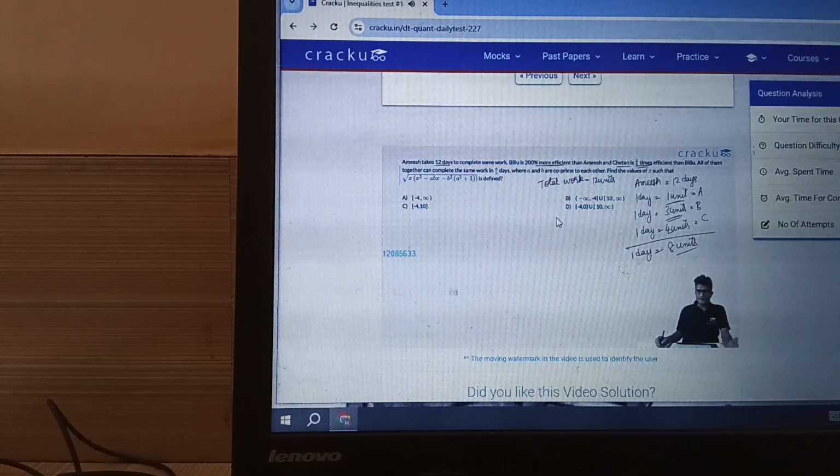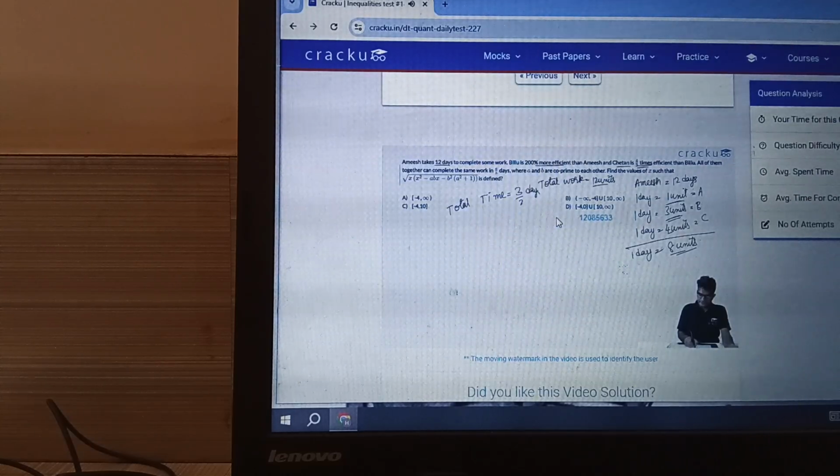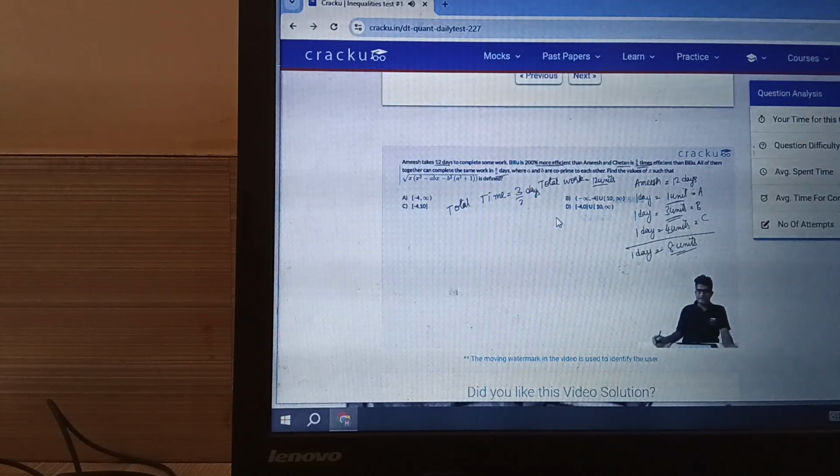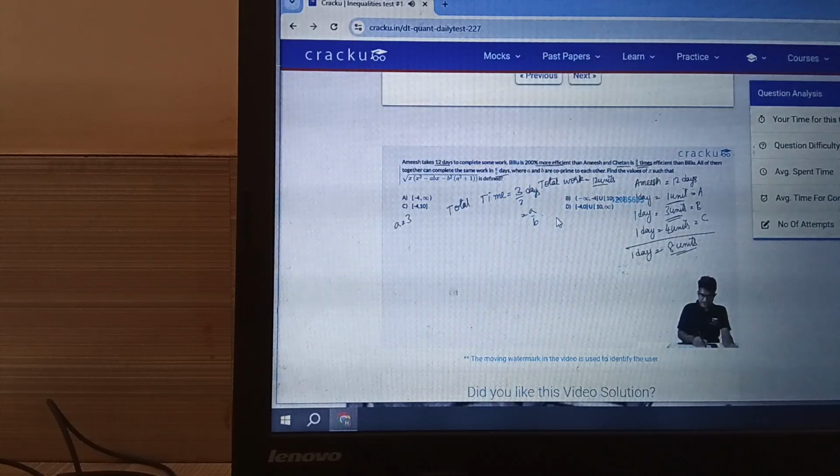So what is the amount of time that it takes for them to finish the work? The total time taken will be equal to 12 units divided by 8, which is equal to 3/2 days. We are told that this is equal to A by B, which would imply that A is equal to 3 and B is equal to 2.